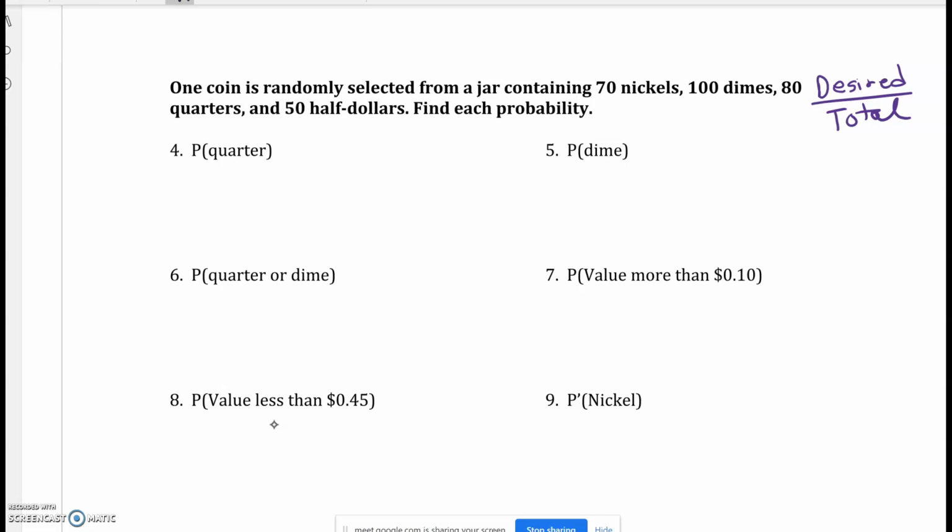All right, the probability of quarters being drawn. Well, how many quarters are in there? 80 quarters. And then the total coins in this jar: 70 plus 100 is 170, plus 80 is 250, plus 50 half dollars, so that's 300 coins. So then our probability is equal to 80 out of 300. That reduces to 8 out of 30. That will reduce one more time to 4 out of 15.